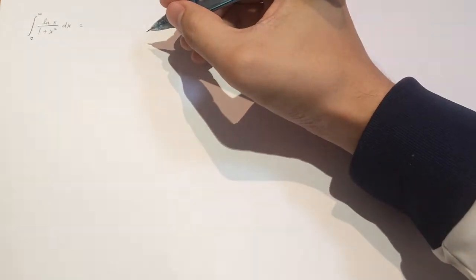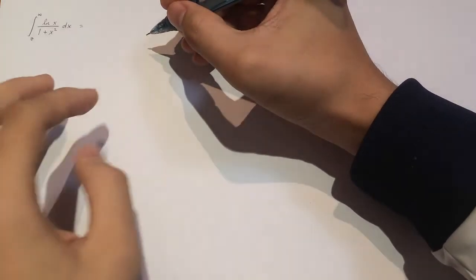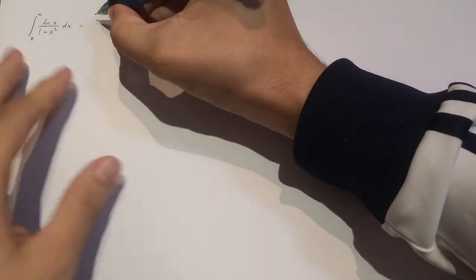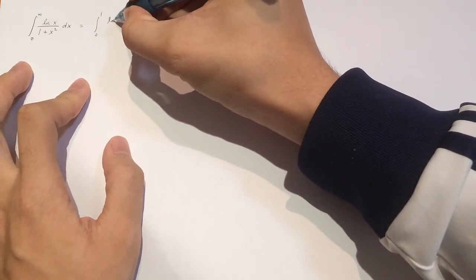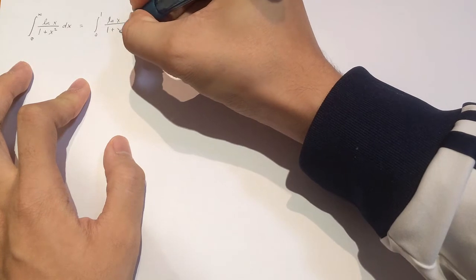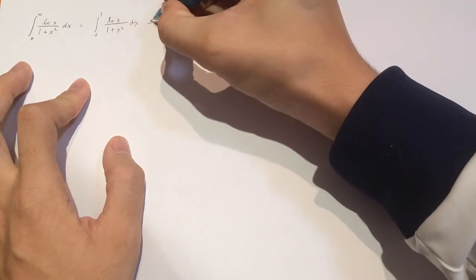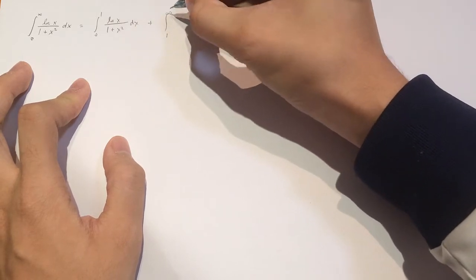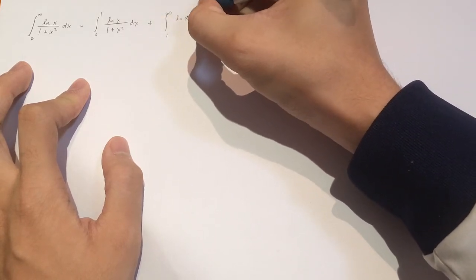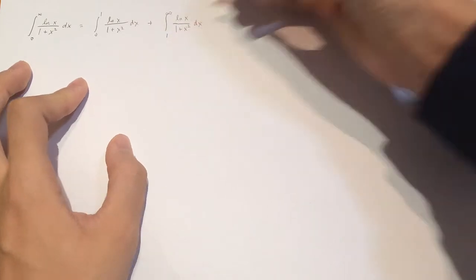So this is the integral that we have. Integral of natural log of x divided by 1 plus x squared from 0 to infinity. And the trick that we're going to use is to split this integral into two integrals. So rather than integrating from 0 to infinity, we're going to find two integrals. One from 0 to 1 of the same function, and another one from 1 to infinity, from the same function, like that.